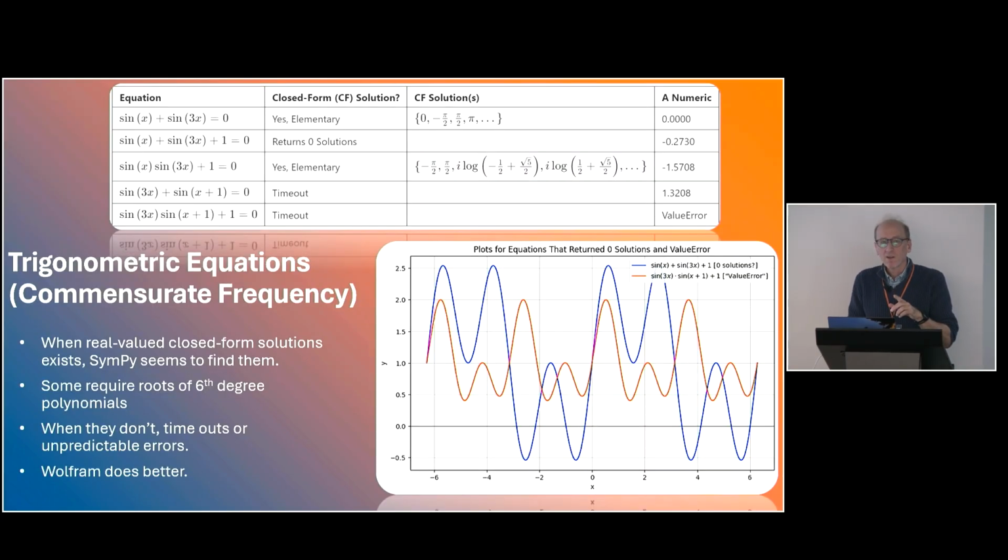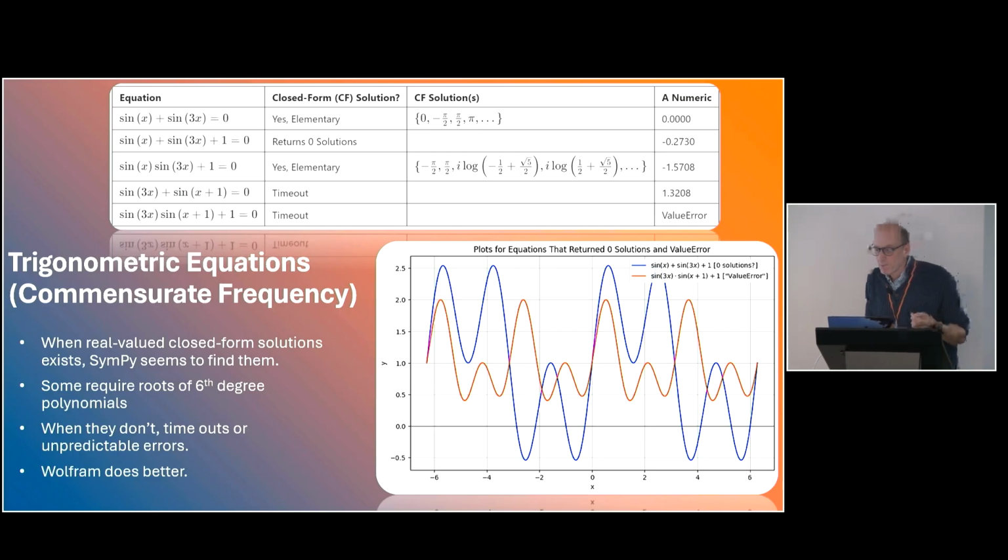But what if the input in one is x, like it's sine x, but it's sine plus sine of 3x? So now we have trigonometric terms with different frequencies. When we do that, sometimes we'll get solutions. If they're there, SymPy seems pretty good at finding them. Some of these have a hidden problem: to solve them, you'd have to solve a 6th degree polynomial, which we're not going to be able to do.